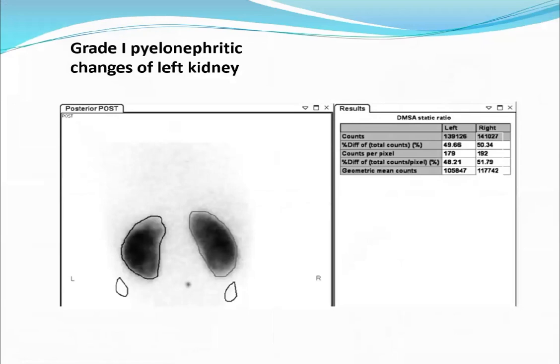If we see here the split uptake to confirm our diagnosis, we will find split uptake of the left kidney 49%, and in the right kidney approximately 51%.